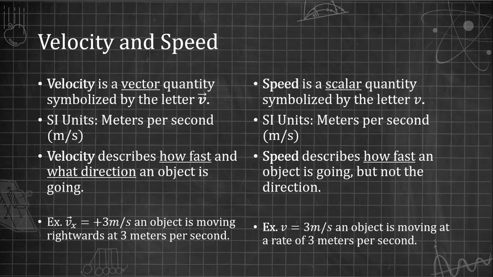But velocity describes how fast something is going and what direction it's going in, whereas speed describes how fast but not the direction. So an example down here, we know that something is a velocity if it says plus 3 meters per second, or if it describes 3 meters per second in the rightward direction, whereas a speed would just be indicated by 3 meters per second, not telling us which way it's going.